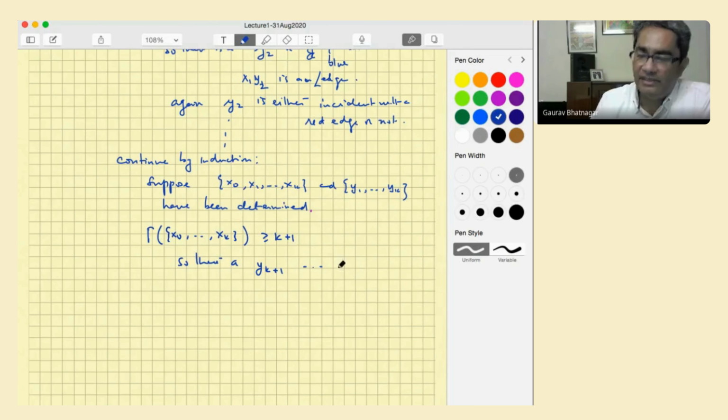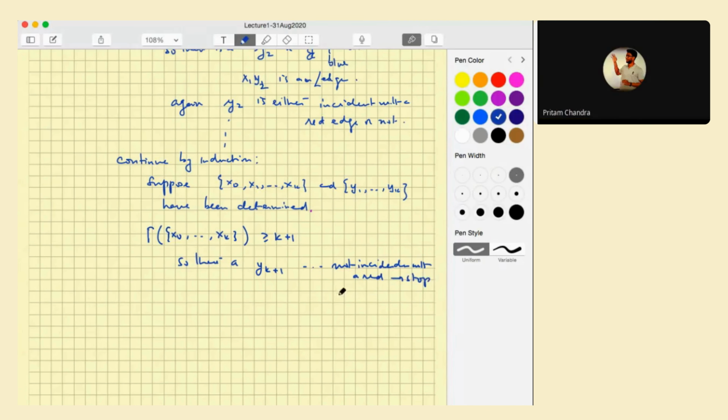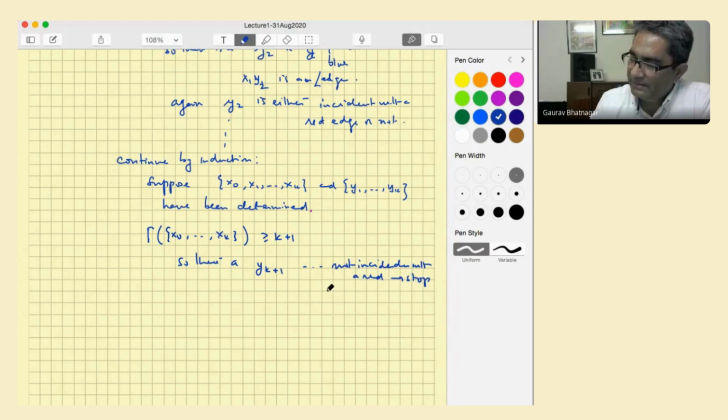And again, if it's not incident with the red, then we stop. And if it is incident, then we continue. Otherwise, continue.